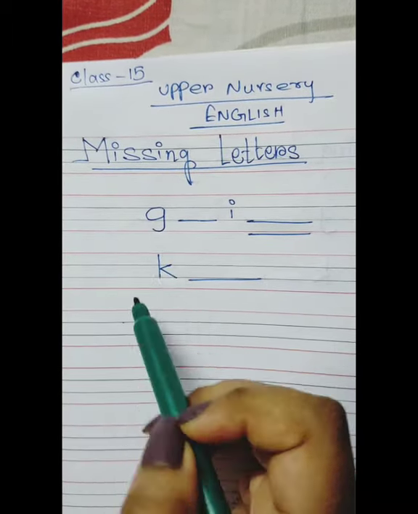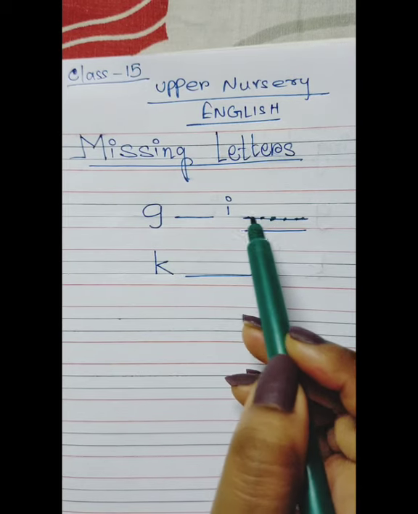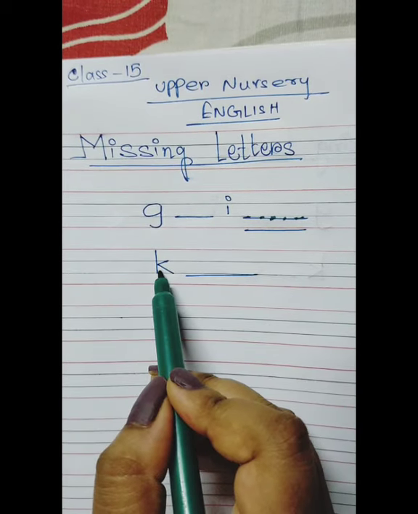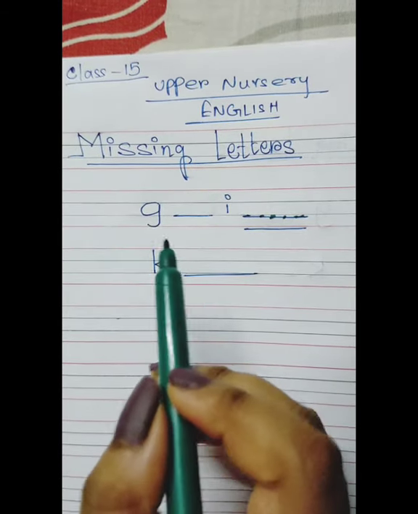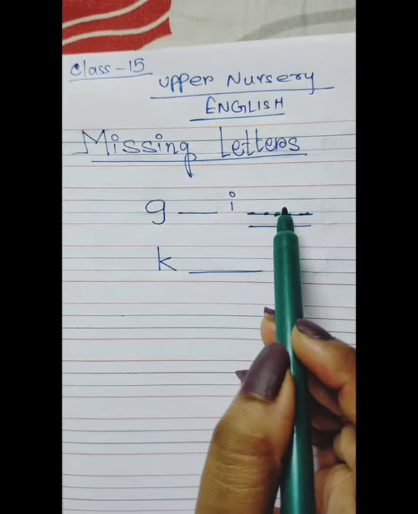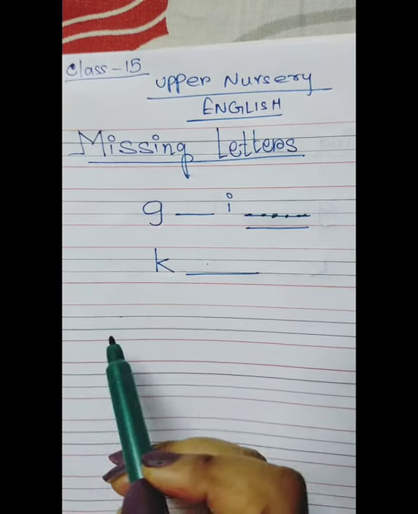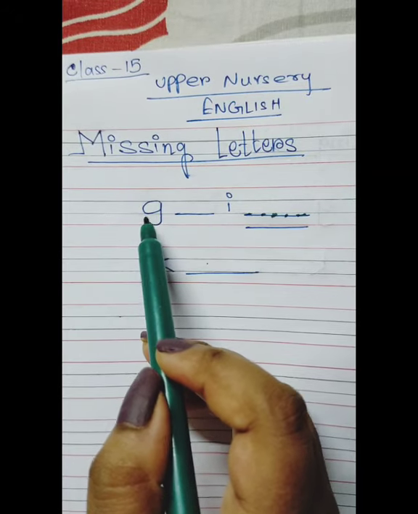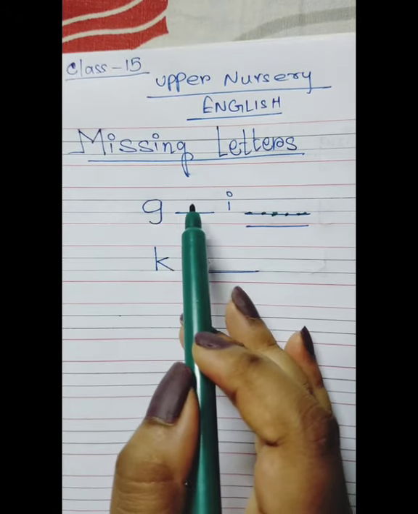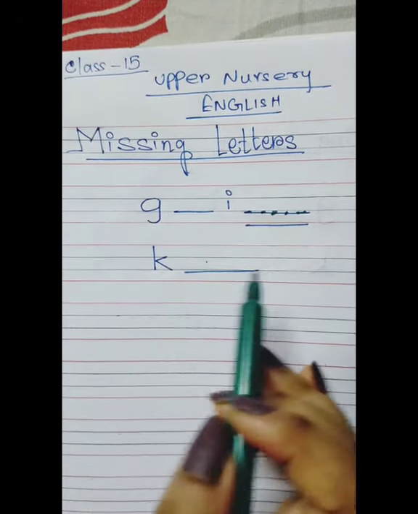So identify with me, children. This is G. This is small letter G. Then I made a dash. Then this is K. I made a dash. So you have to tell me which alphabets will be here. If you forget at any time, you will start from the beginning so that you can rectify which alphabets the following alphabets will come after.